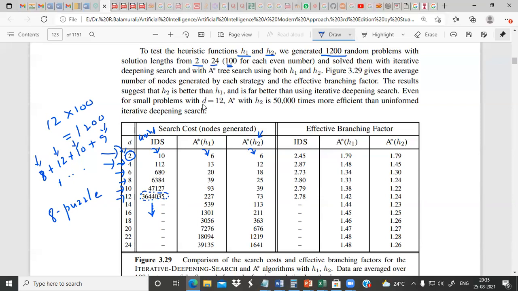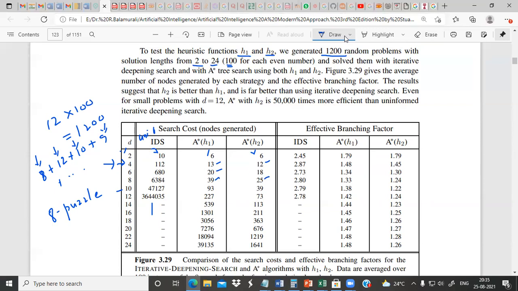So when the solution is available at depth 4, it has generated 13 nodes, but with heuristic function H2, it generated only 12 nodes. When the solution is at depth 6, the average number of nodes generated for the H1 heuristic is 20, whereas for the H2 heuristic it's only 18. Similarly, for depth 8, for H1 it is 39, for H2 it is 25.